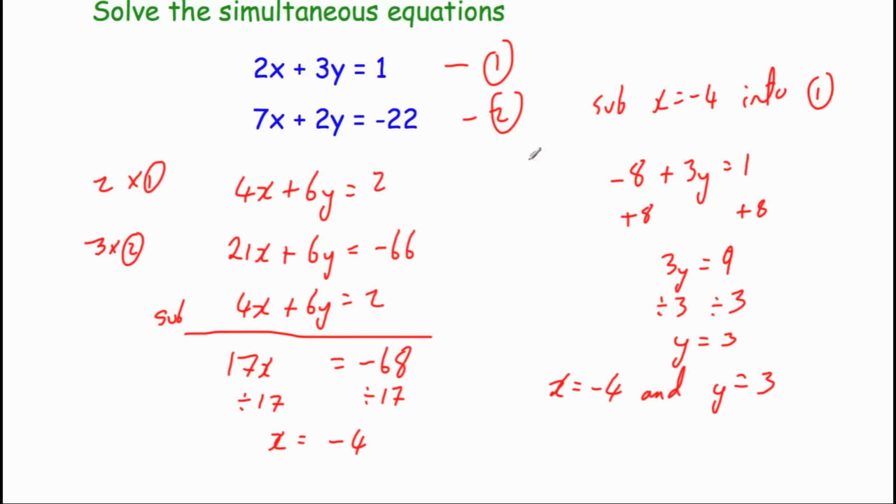And again, we can check our answer in equation 2. When we do that, we get 7 times x, 7 times minus 4 will be minus 28. Then we've got plus 2y, and y is equal to 3, so 2 times 3 is 6, so we're going to add 6, and that should be equal to negative 22. Let's just check it. Negative 28 plus 6 is negative 22. So that is equal to negative 22, so we're right. We know that our answers are x equals negative 4 and y equals 3. Okay, let's have a look at our next question.